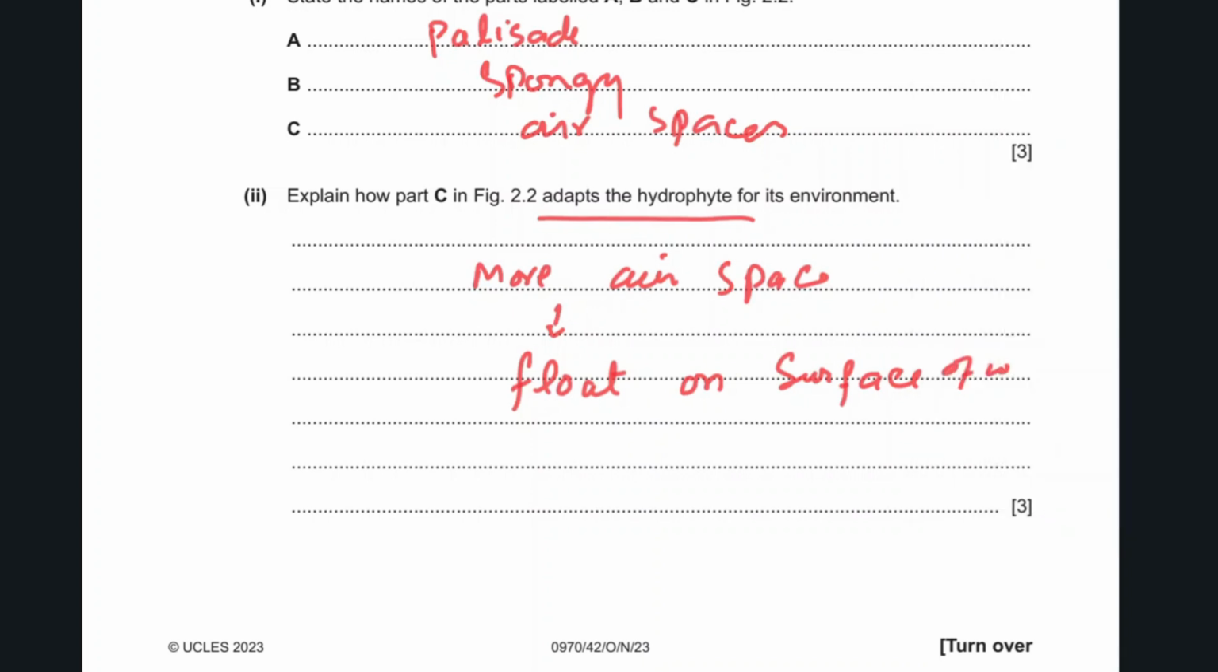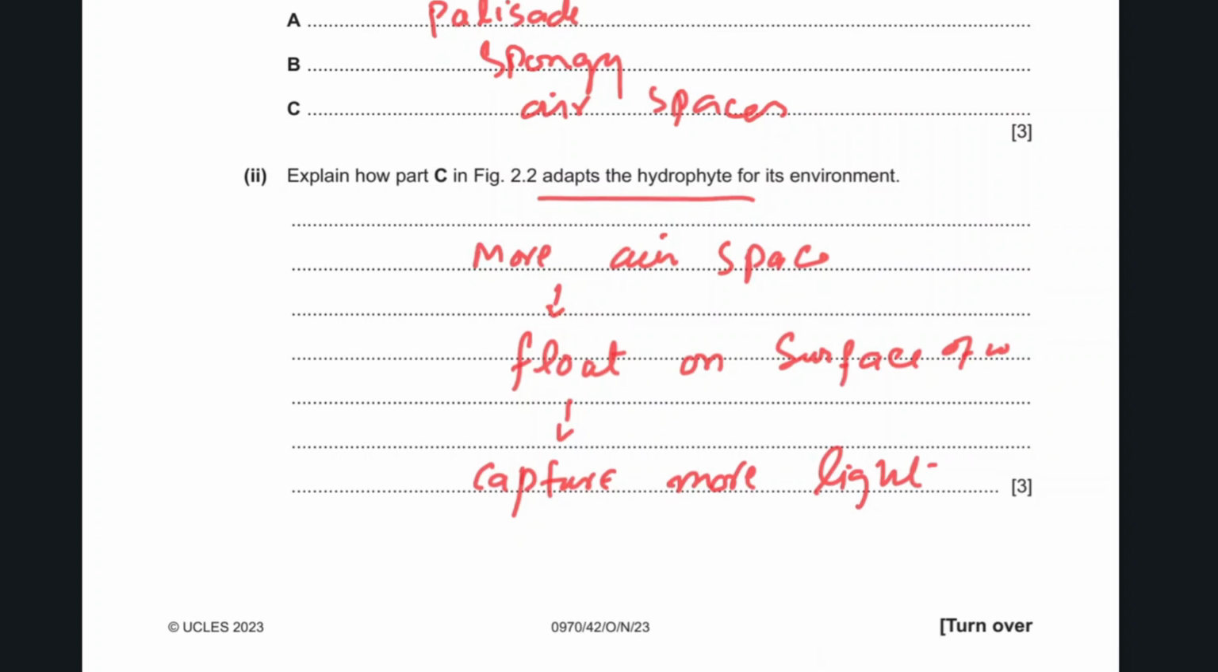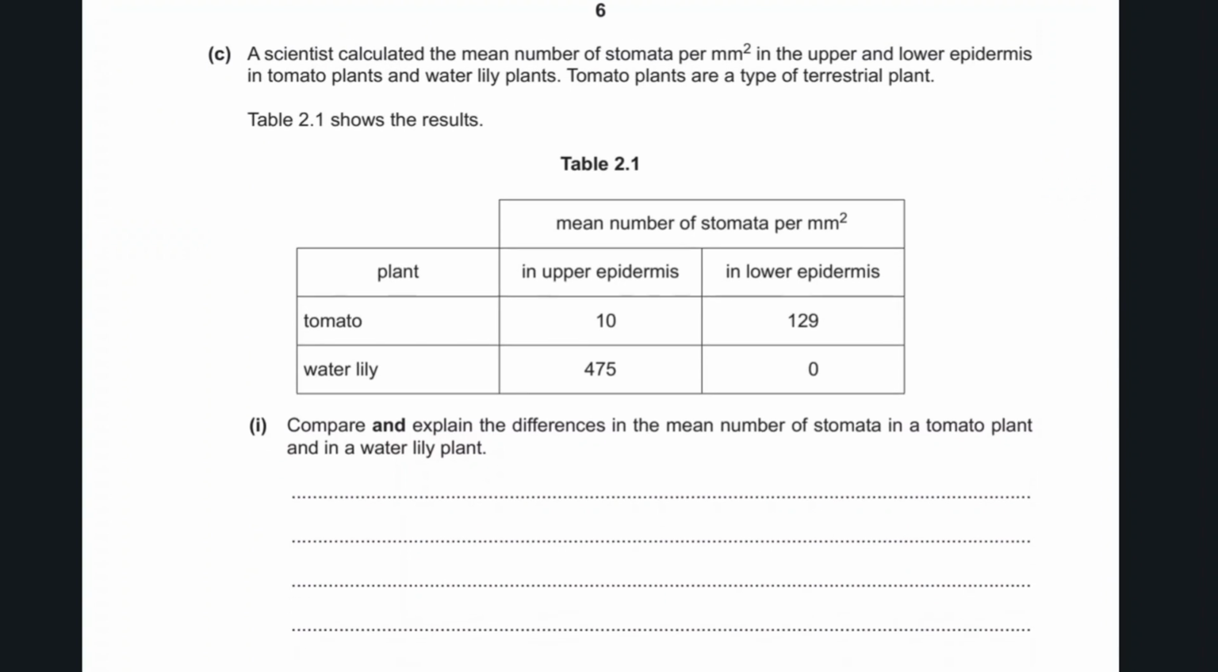Then what happens? Then it can capture more sunlight. Capturing more light means it can carry out more photosynthesis. So that's how hydrophytes have more air spaces.